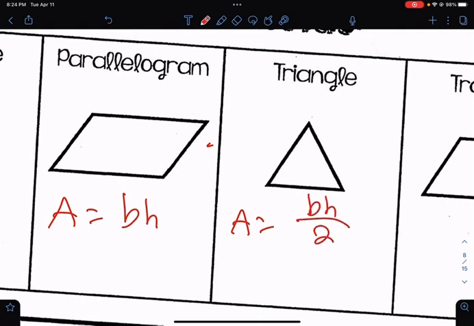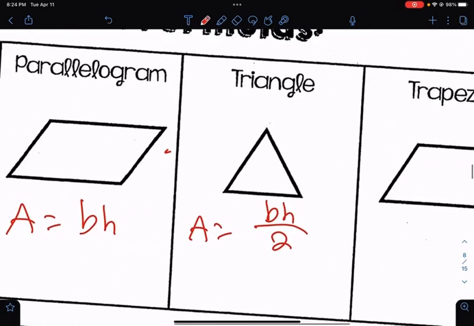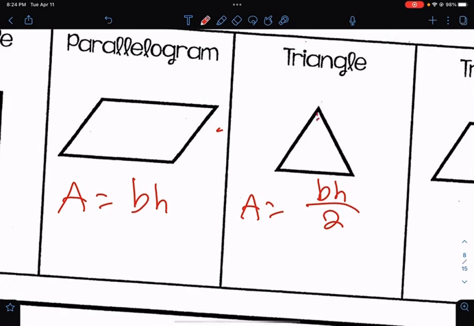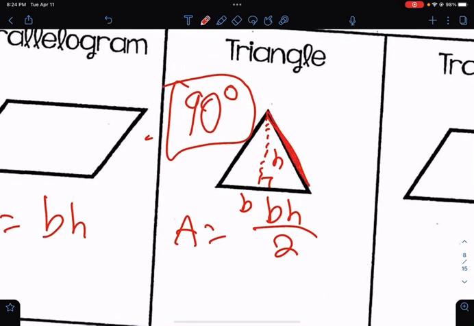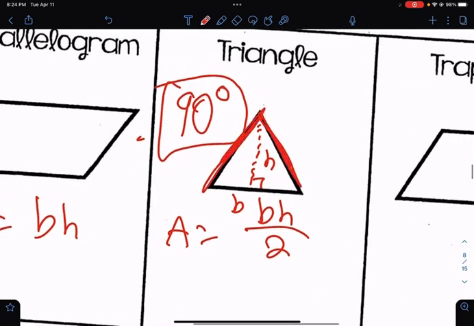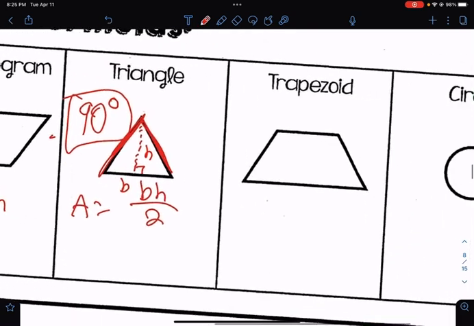And remember that for a triangle, a trapezoid, or a parallelogram, the height and the base have to make a 90-degree angle. So these slants, like this slant and this slant, we would not be using for the base or height. That's very, very important.